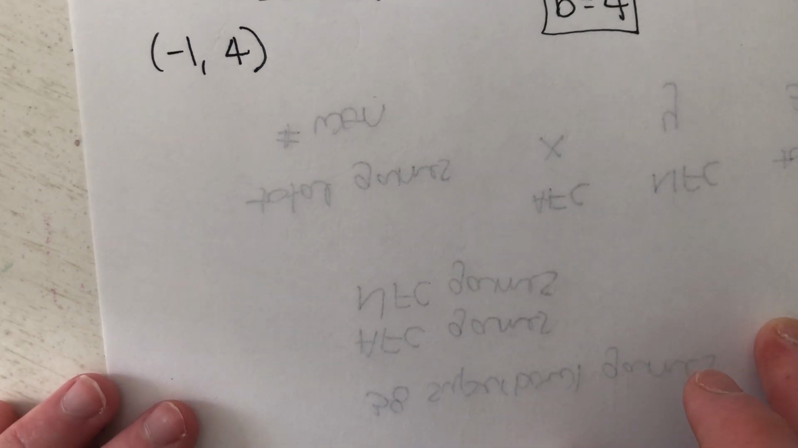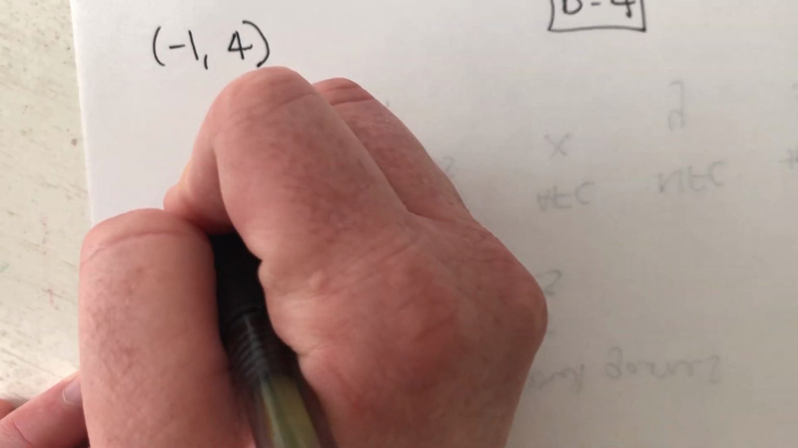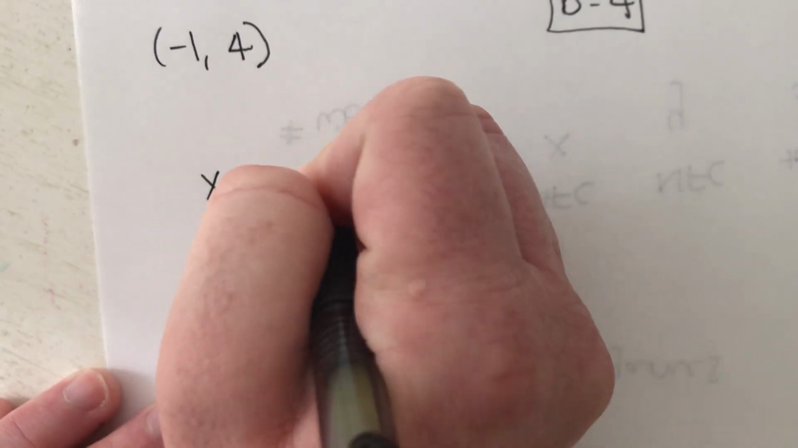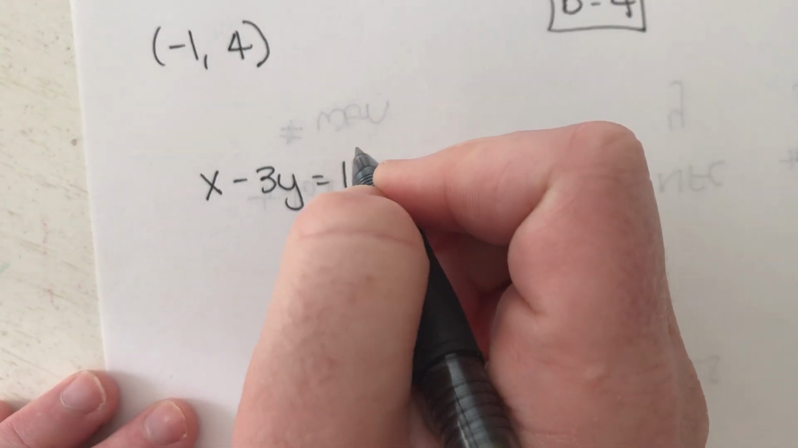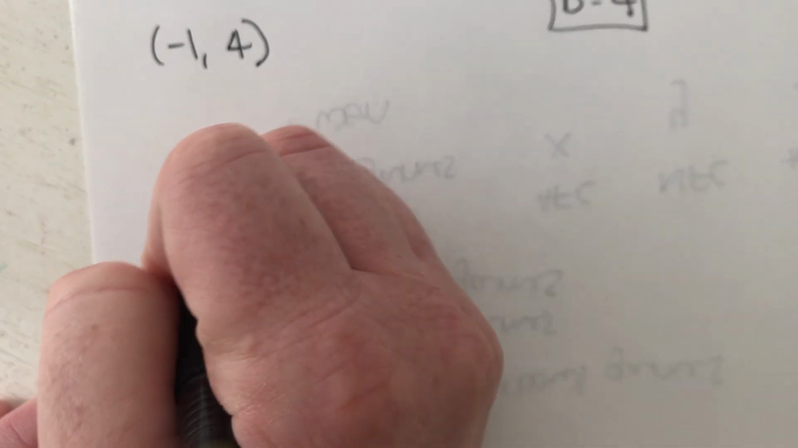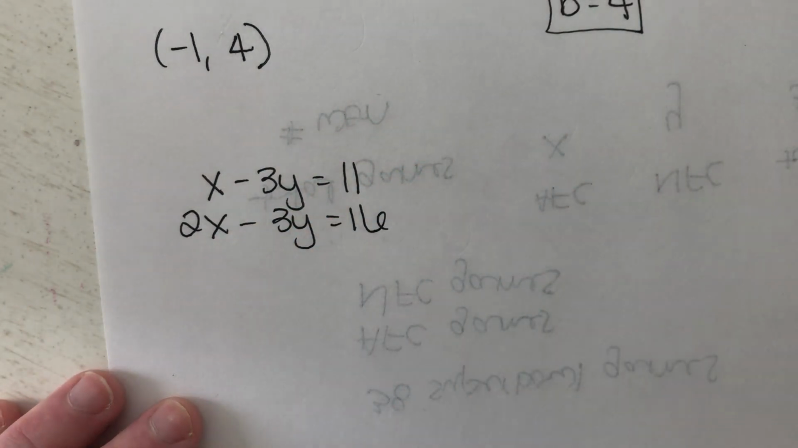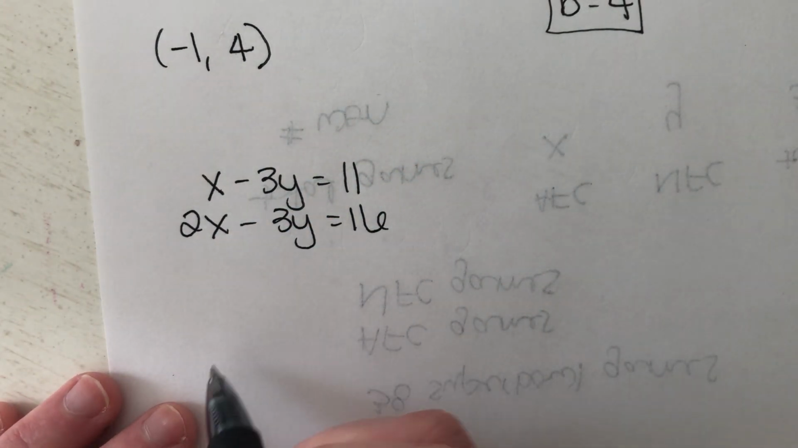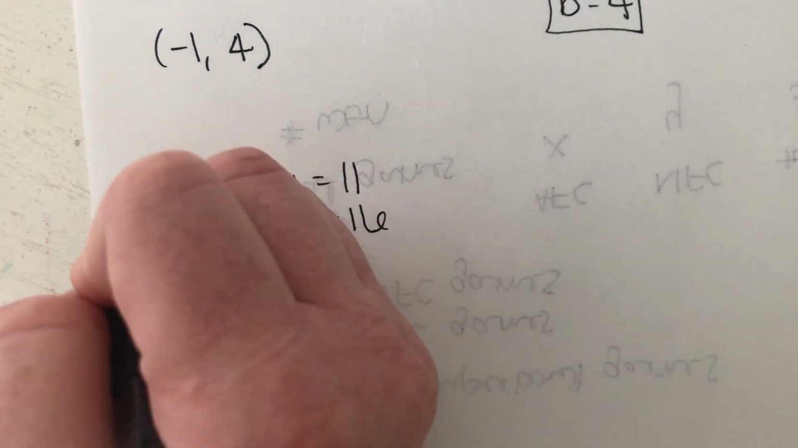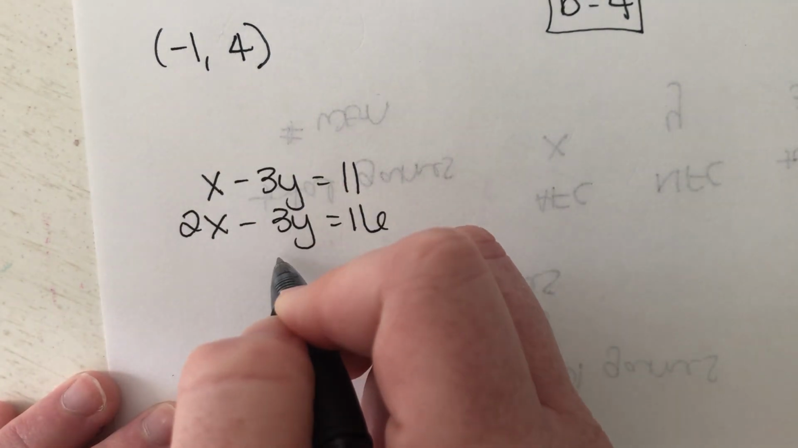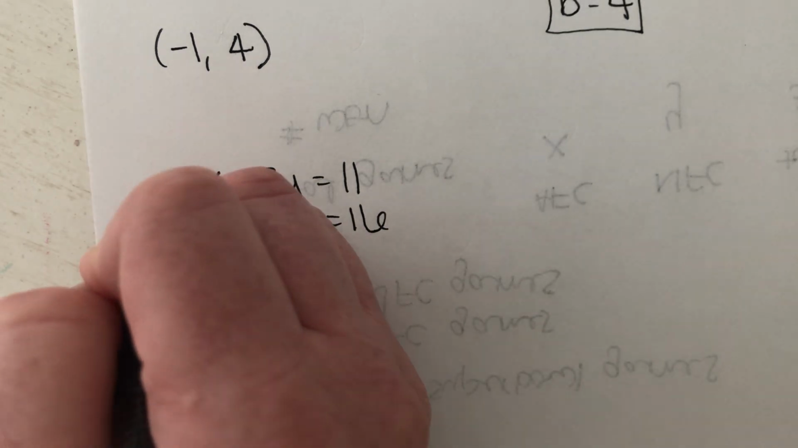All right, last one. x minus 3y equals 11, and 2x minus 3y equals 16. Okay, so here the x's don't match, the y's do, and they have the same sign in front. So I'm going to eliminate these, and to eliminate them with the same sign, I've got to subtract.